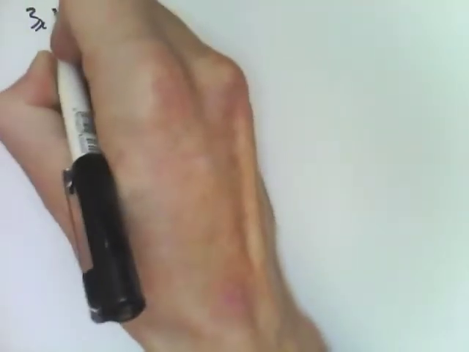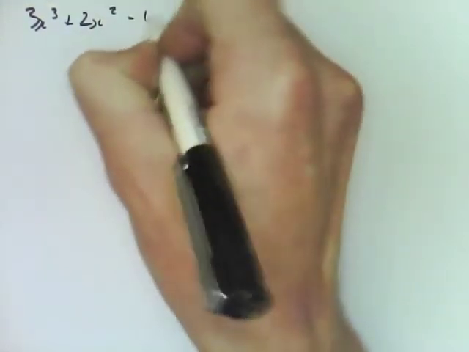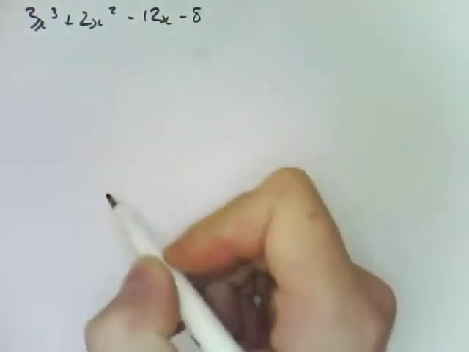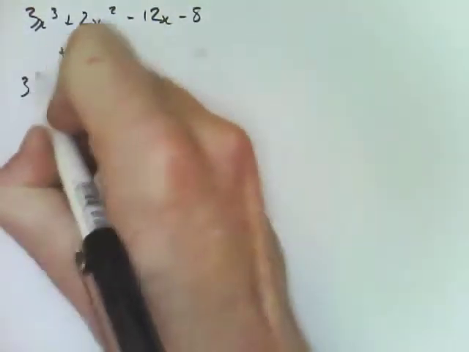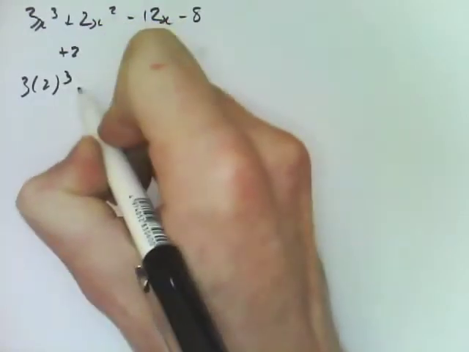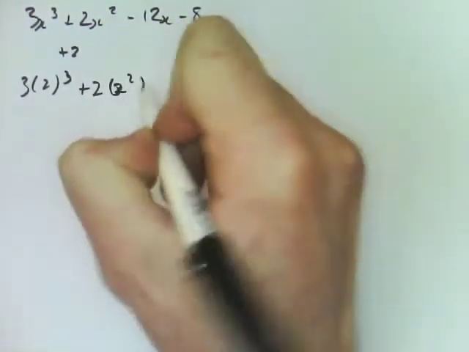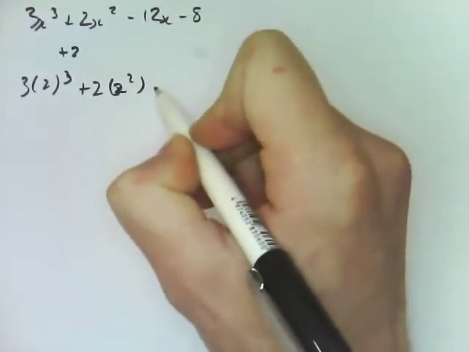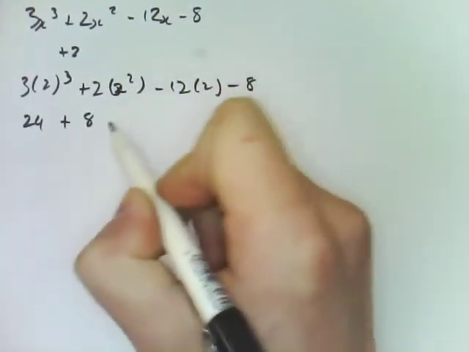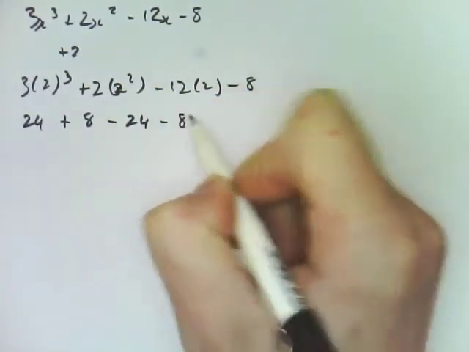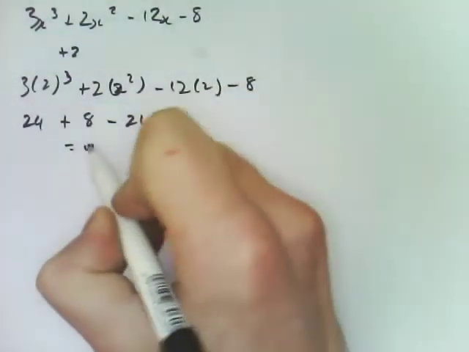Okay, so this is question 4c. 3x cubed plus 2x squared minus 12x minus 8. Okay, so we're chasing a factor. We're going to try plus 2. So 3 times 2 cubed plus 2 squared minus 12 times 2 minus 8. What's that? 24 plus 8 minus 24 minus 8, which is of course 0. Okay, so plus 2 is a factor.